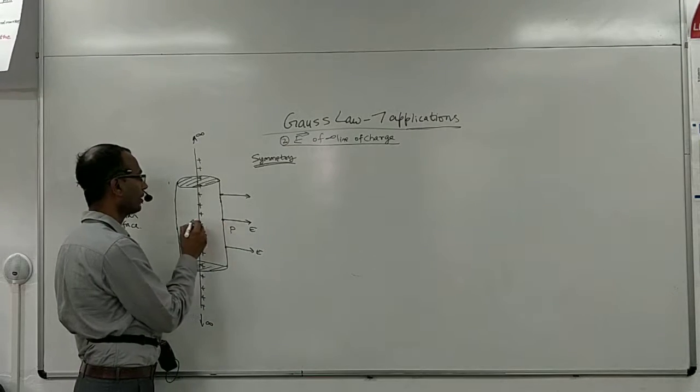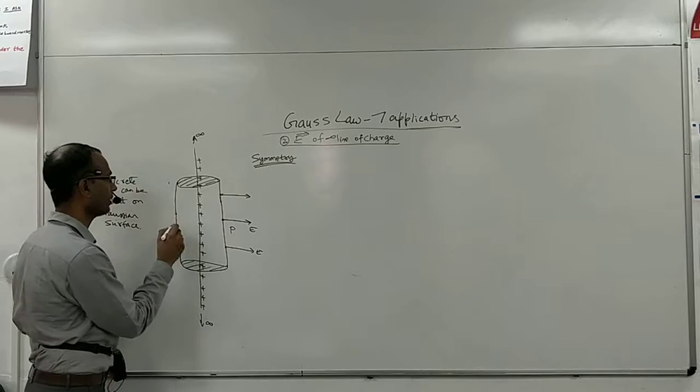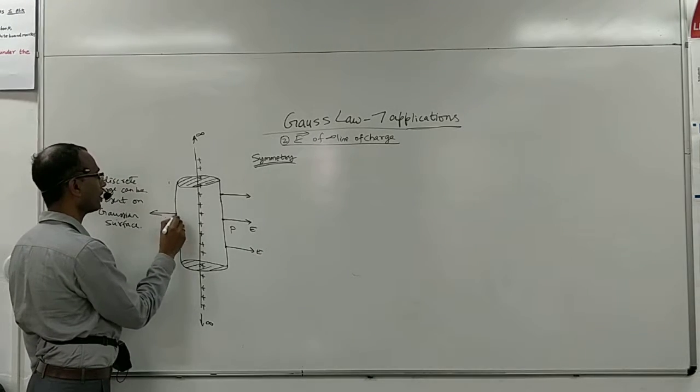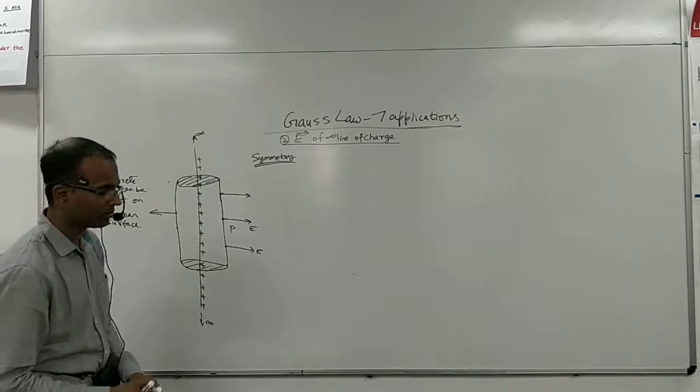So now we know the electric field everywhere on the curved surface area is perpendicular to the area. So the dA vector is like this.